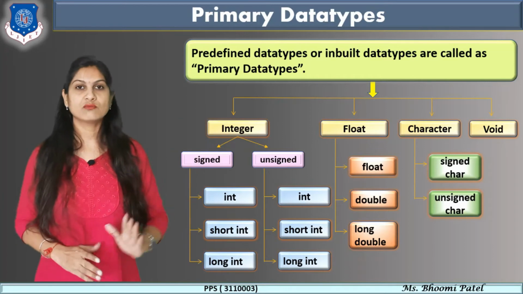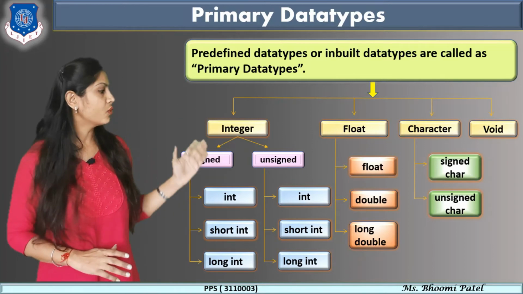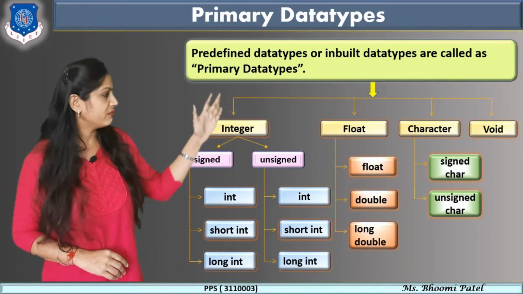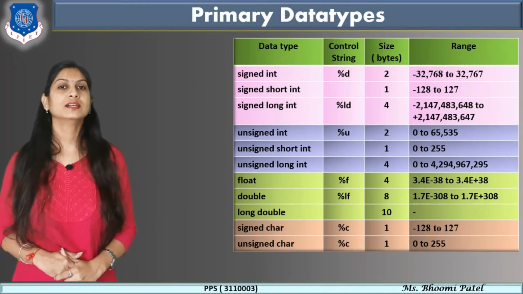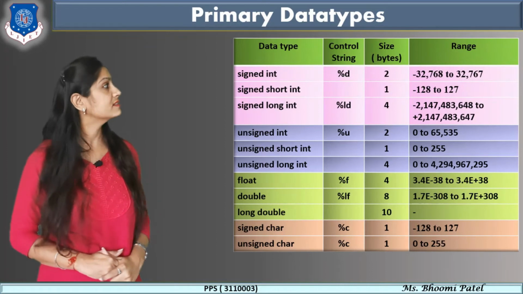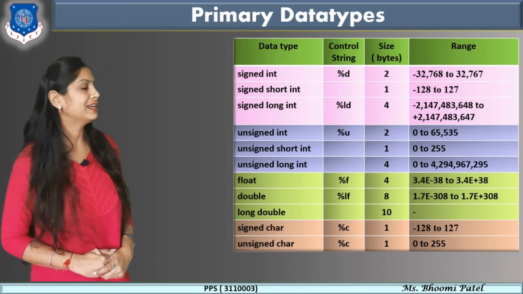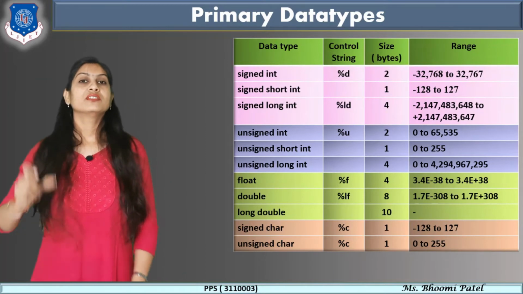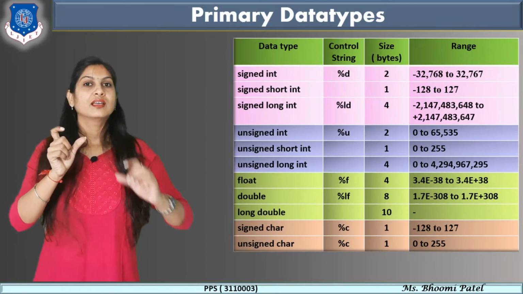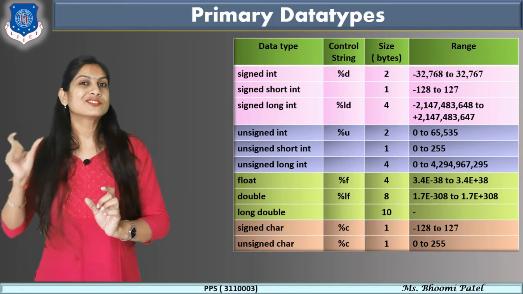Now last is void, that is discussed. Now more about these types we will see here in our table. The first is signed integer, then signed short integer and signed long integer. So what is the meaning of it now? The word short means the integer occupies 2 bytes.